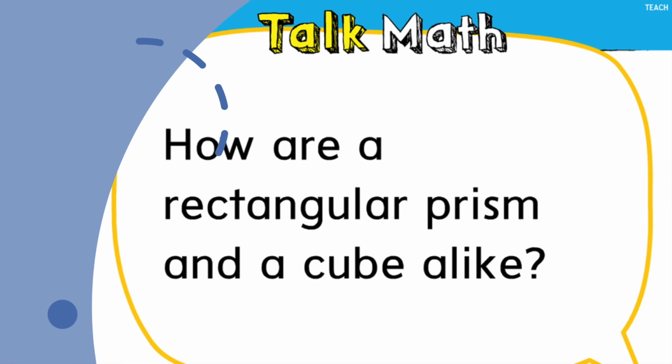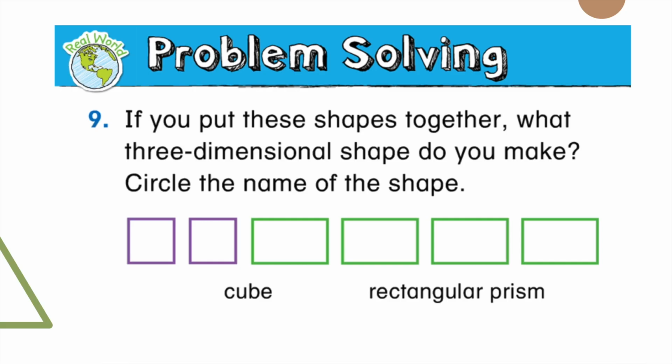Mathematicians, how are a rectangular prism and a cube alike? Yes, they both have 6 faces and 8 vertices. Awesome job, mathematicians. Thinking about what we just learned, if you put these shapes together, what three-dimensional shape do you make? Circle the name of the shape.